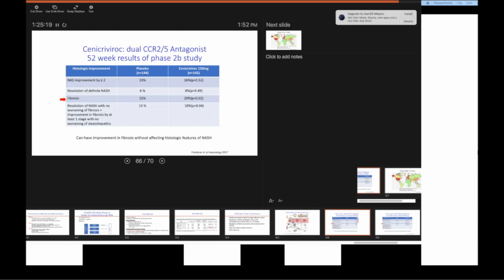Well, this was actually the first study to show that you could have improvements in fibrosis without resolution of NASH, okay, an anti-fibrotic drug. And Regenerate was kind of the second to show that with the obeticholic acid. And then there was another definition of resolution of NASH with no worsening of fibrosis, and improvement in fibrosis by at least one stage with no worsening of steatohepatitis. It was 10% in placebo and 18% in the cenicriviroc study. And we're doing the phase 3 study of that currently.